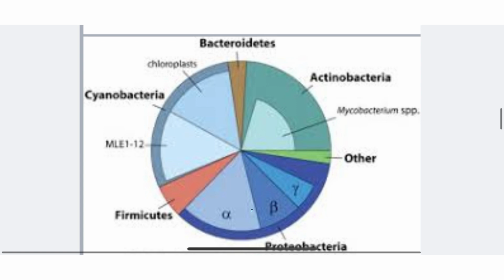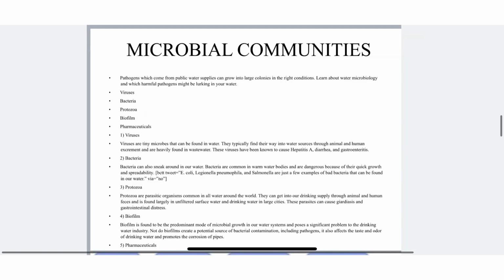Now we are moving forward to the microbial communities: which communities play a vital role and supply water in large colonies, and include a lot of harmful pathogens in water, like viruses, bacteria, protozoa and biofilm. Viruses are tiny microbes, as we all know. They are also in the water, and when the water is contaminated and they are heavily present in water bodies, they might cause typhoid, hepatitis, diarrhea and gastrointestinal infections, any GI tract infection that can be dangerous.